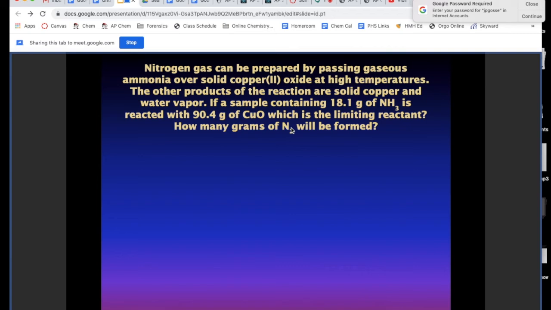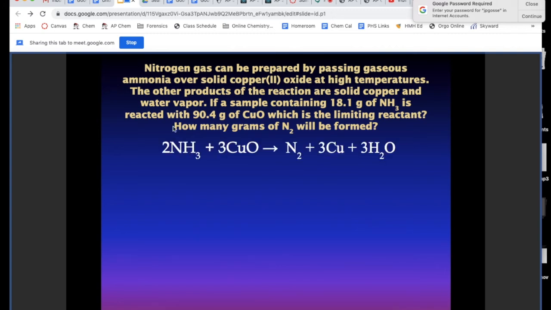What is my equation? So it says nitrogen gas can be prepared. Being prepared, that's like I'm going to prepare a meal. So I got to use recipes to make something at the end. So that's going to be a product. Okay, so I'm probably taking my copper 2 oxide. 2 means +2. Oxygen is -2. And I'm reacting it with ammonia, which I don't expect you to know what that is yet. That's NH3. It says the other products are copper and water vapor. So this is what it looks like.